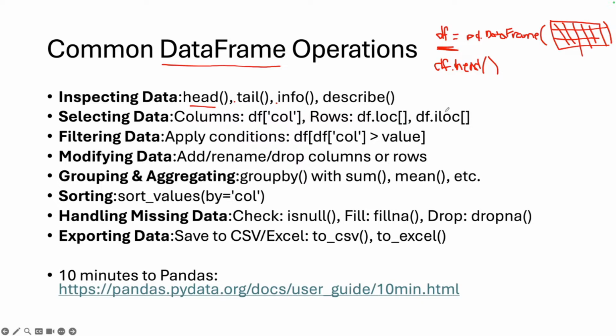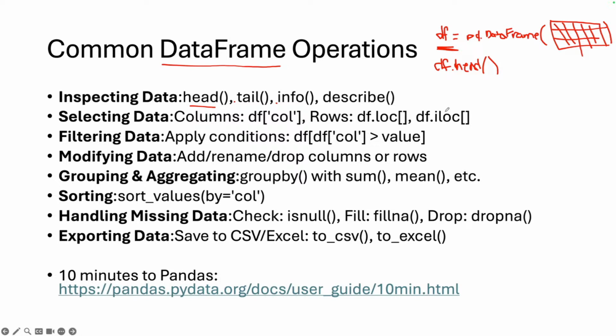So we can call df.head to get the top set of rows. df.tail will give you the bottom set of rows. That's really useful if you just loaded in your data in your CSV and you want to make sure it came across correctly. You want to make sure it looks and feels like what you think it is. df.info, df.describe can give you some details.